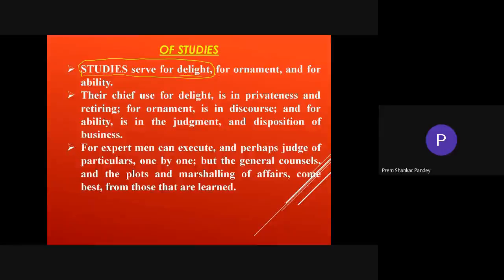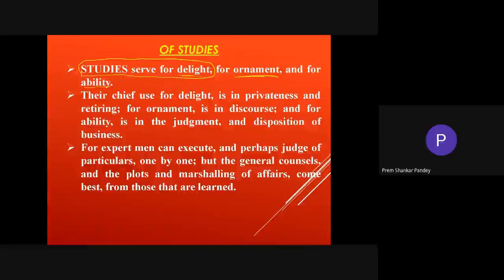So if we go according to the chronology, he gave the first importance to delight because it appears first. Delight means enjoyment. Studies should be for the enjoyment. The second is for ornament. Ornament is indicating here your personality. The people who are learned, they look smarter than the dull, and it improves our ability. It improves our skills to do our day-to-day work.